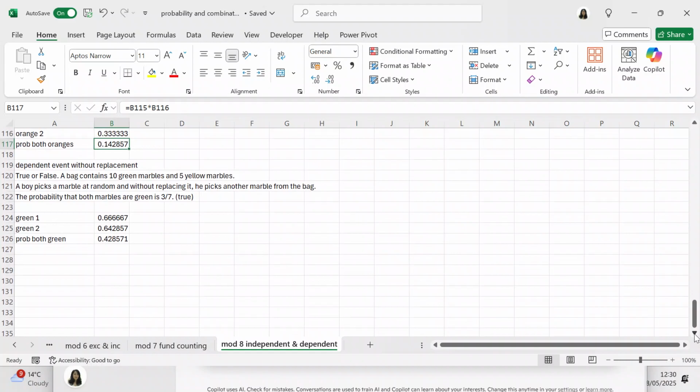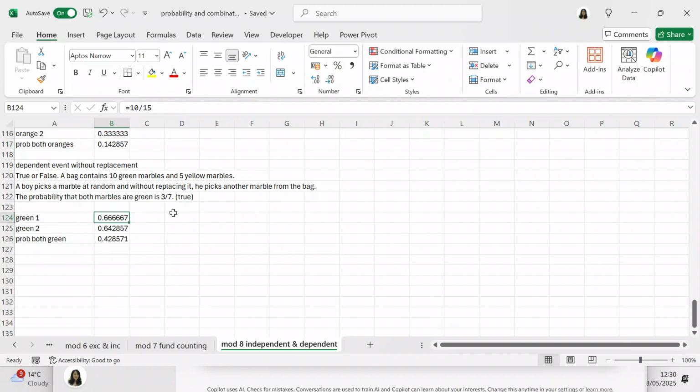So now we have the last question, which is a dependent event without replacement. And it's a true or false question, and the answer is true, but we're going to go ahead and go through the code anyway. A bag contains 10 green marbles and 5 yellow marbles. A boy picks a marble at random, and without replacing it, he picks another marble from the bag. The statement is: the probability that both marbles are green is 3 divided by 7. And so that's a true statement, but we're going to go through it anyway.